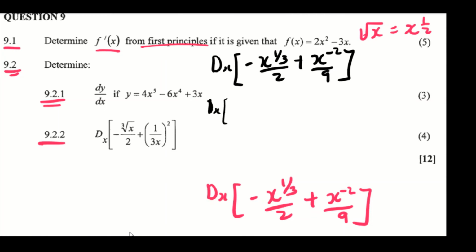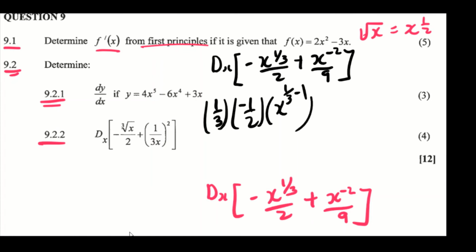d/dx of, okay, let me just write the derivative. So it's just going to be 1 over 3 into minus 1 over 2 into x to the power of 1 over 3 minus 1, right? And plus into minus 2, 1 over 9, x to the power of minus 3, right?